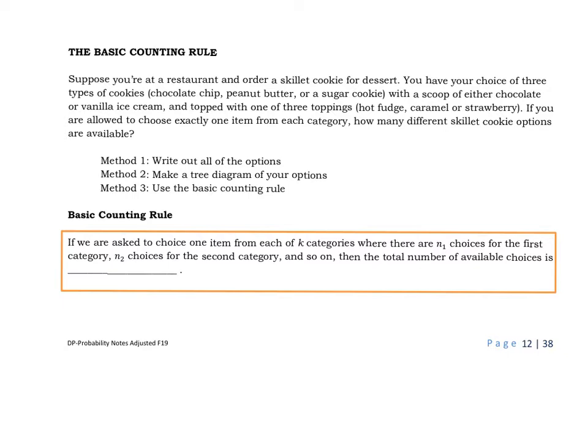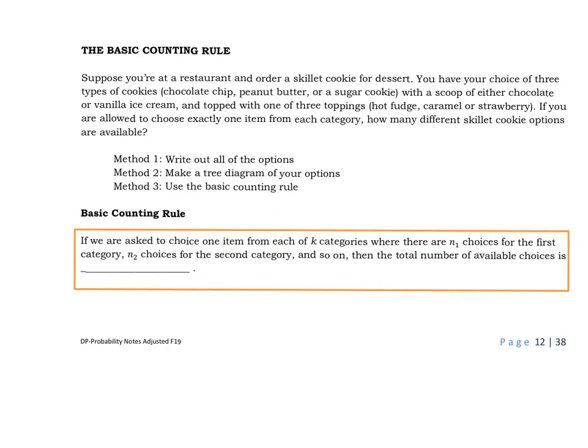So to illustrate this particular principle, let's continue. Suppose you're at a restaurant and order a skillet cookie for dessert. You have your choice of 3 types of cookies: chocolate chip, peanut butter, and a sugar cookie, with a scoop of either chocolate or vanilla ice cream, and topped with one of the 3 toppings: hot fudge, caramel, or strawberry. If you're allowed to choose exactly one item from each category, how many different skillet cookie options are available?